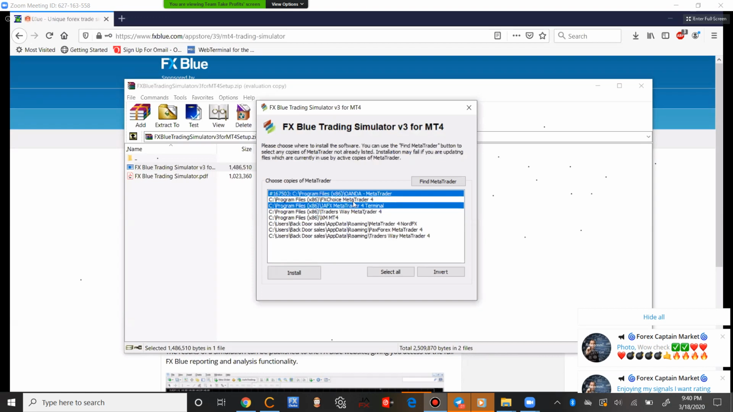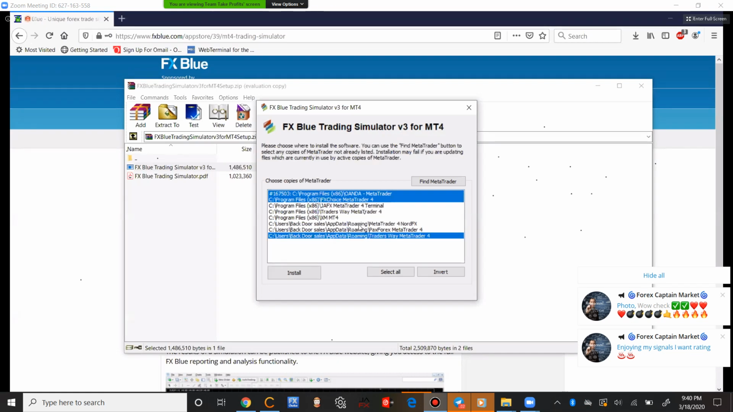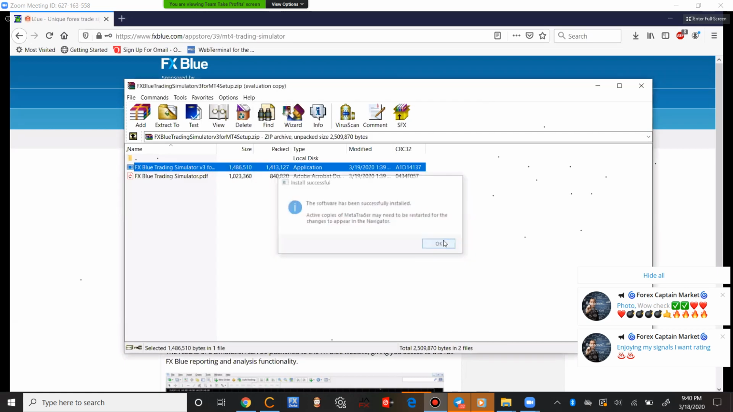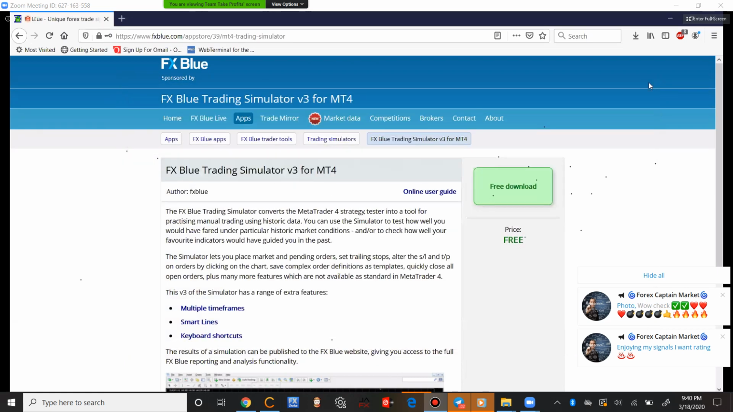So I have quite a few MetaTrader 4 downloads here. So yeah, you put it however many that's on here. You will have to close out MetaTrader 4 first, so you have to exit it before you do this part. And once you do that, you just hit install. It's probably going to give me... oh no, it didn't. Then once you do that, it'll load it into your MT4 automatically.